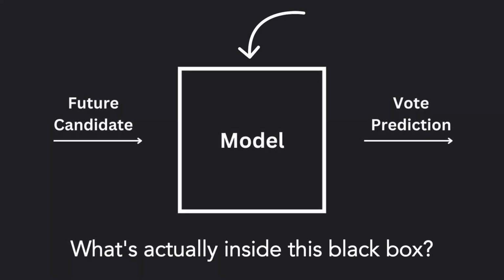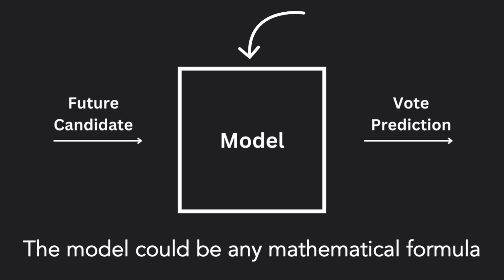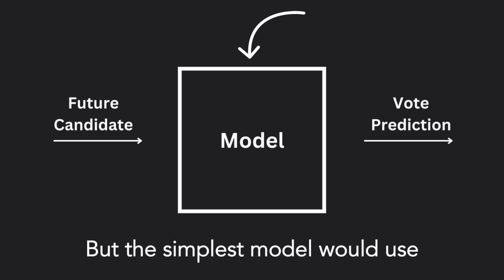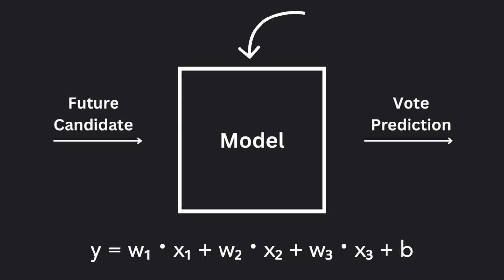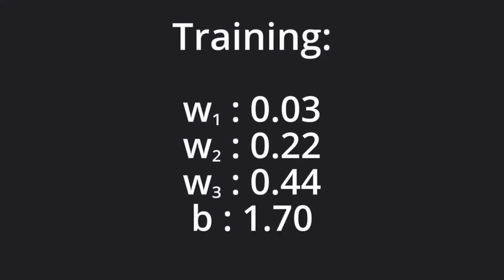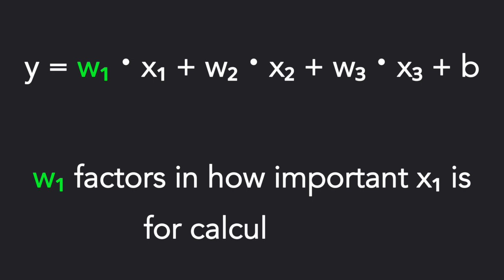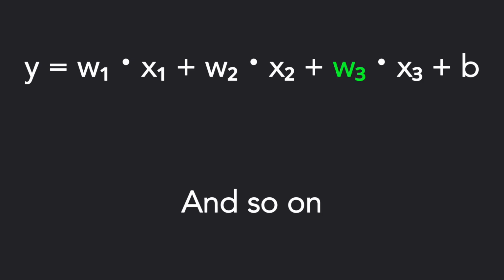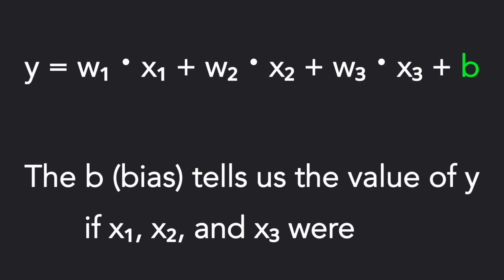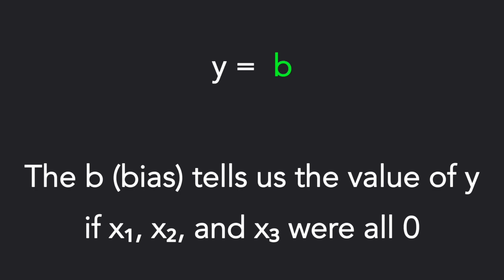What's actually inside this black box? The model could be any mathematical formula, but the simplest model would use this equation to make its prediction for y, given x1, x2, and x3 as input. During the learning phase, the values for W1, W2, W3, and B are updated until we're satisfied with the model's accuracy. W1 factors in how important x1 is for calculating y, W2 factors in how important x2 is for calculating y, and so on. The B tells us the value of y if x1, x2, and x3 were all 0.